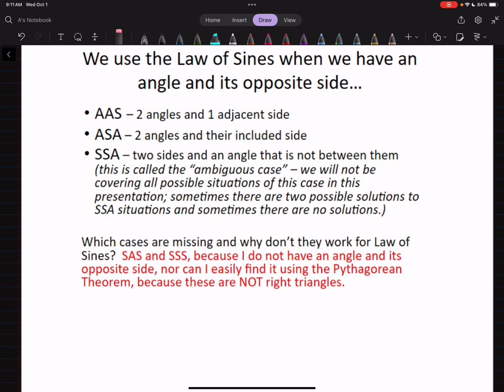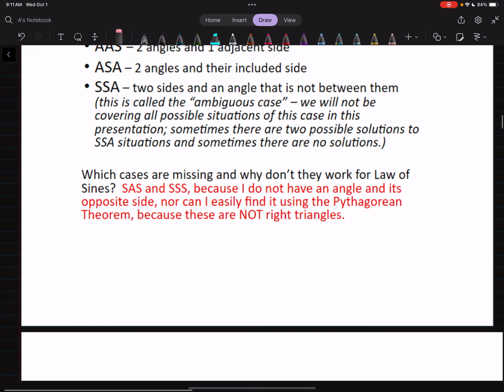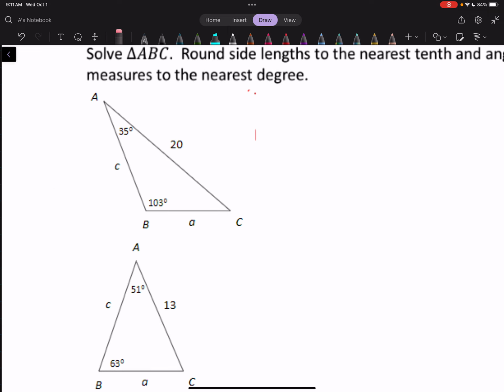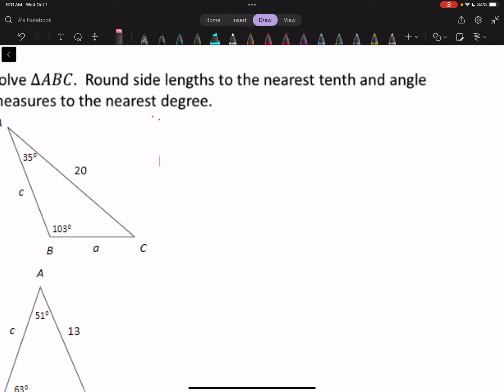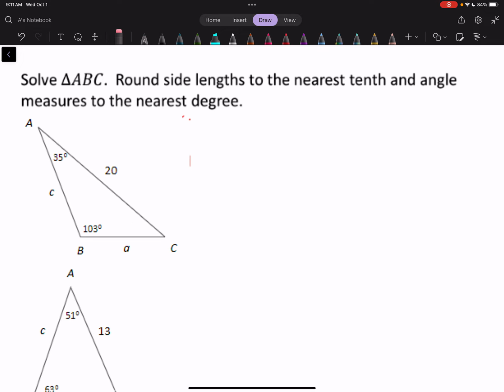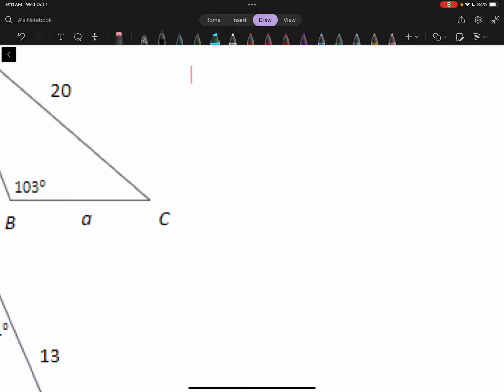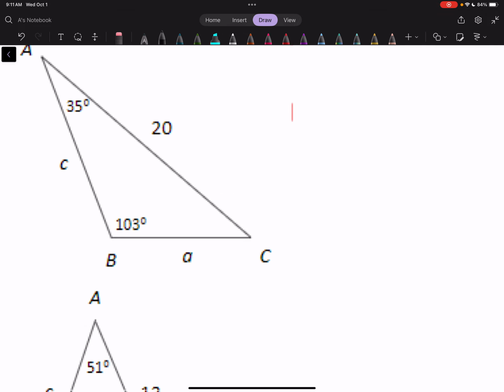You can read this when we can use law of sine. Let's get into the practice. Solve triangles ABC, round side lengths to the nearest tenth, and angle measures to the nearest degree. All right. For the first triangle, I'm going to look at angle C to begin with.